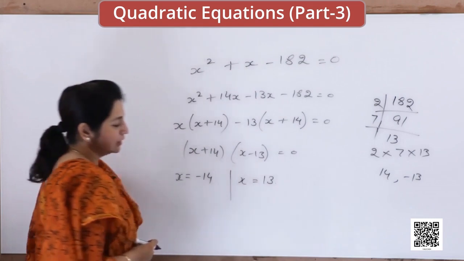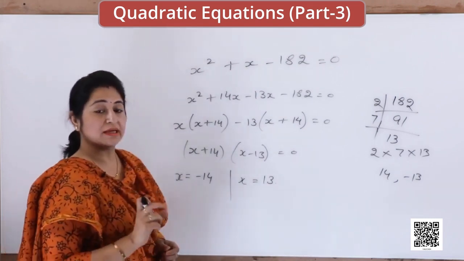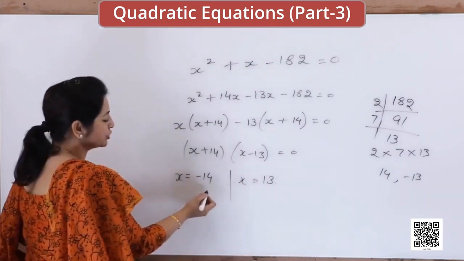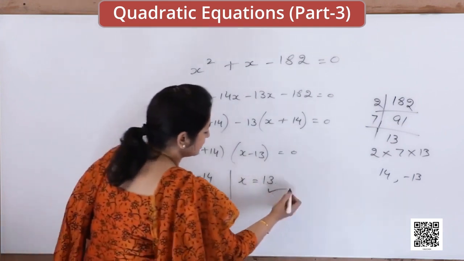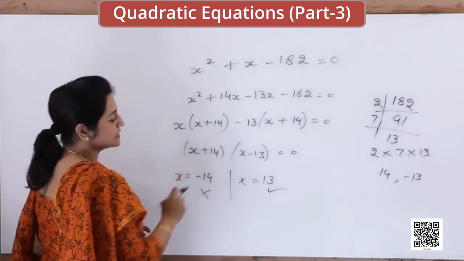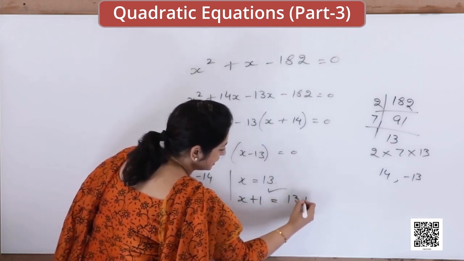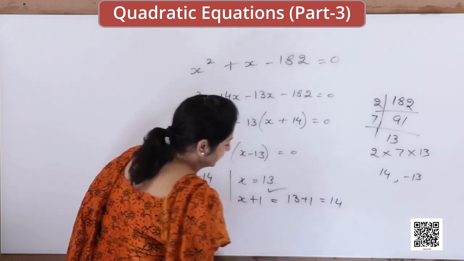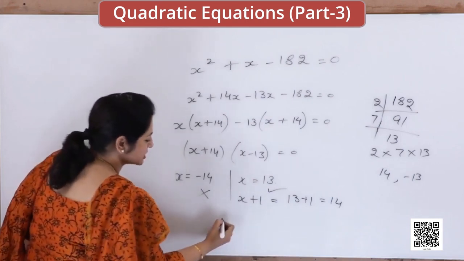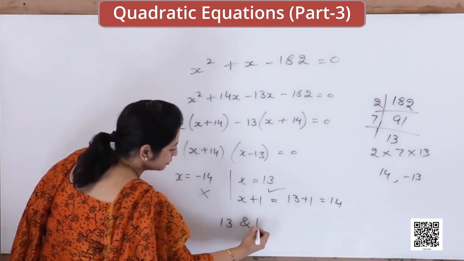Now taking it to be 0, we get x equals to minus 14 and here we get x is equal to 13. Now the question says two consecutive positive numbers. So minus 14 cannot be the answer. So the right answer is x equals 13. So first number is x. So second number, that is x plus 1, will be 13 plus 1, which is equal to 14. So our two consecutive numbers will be 13 and 14.